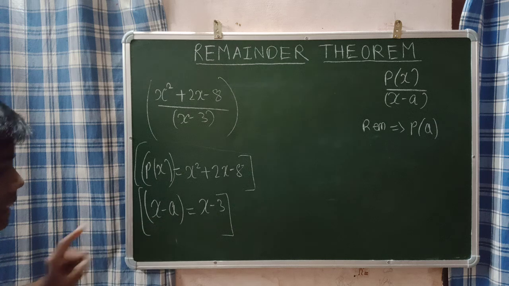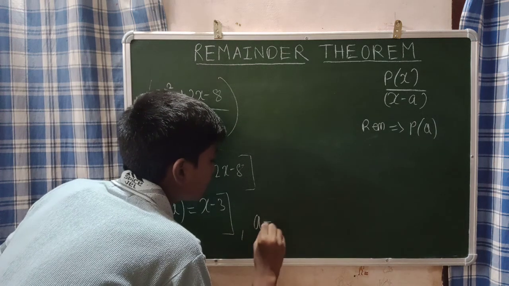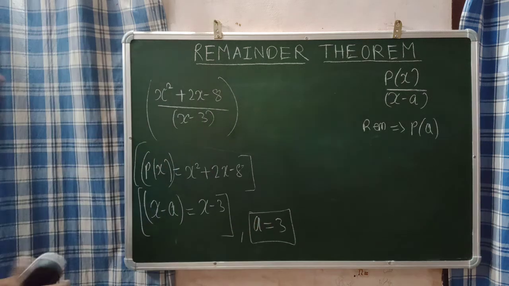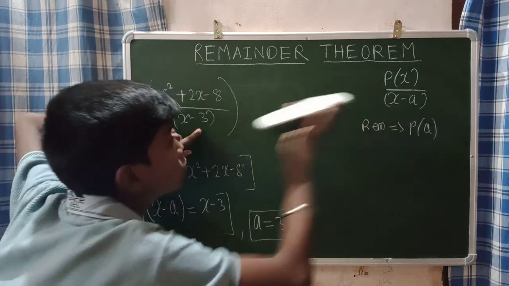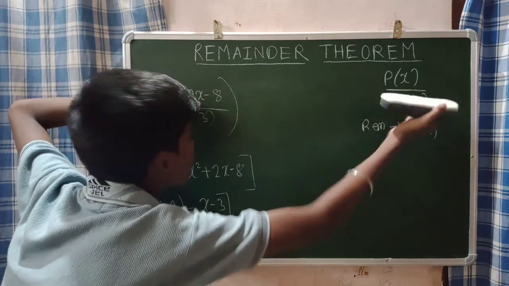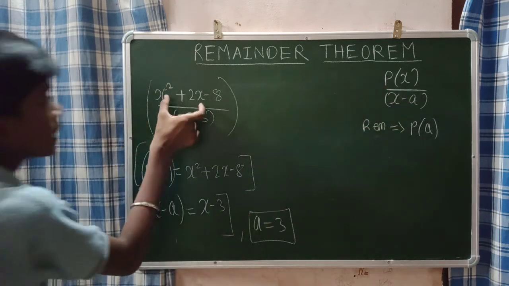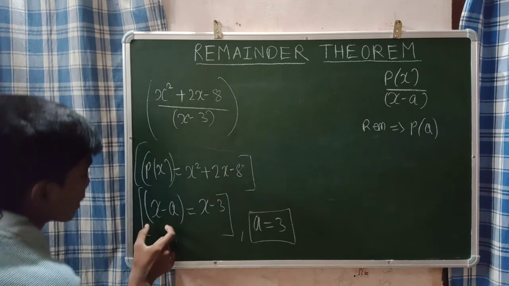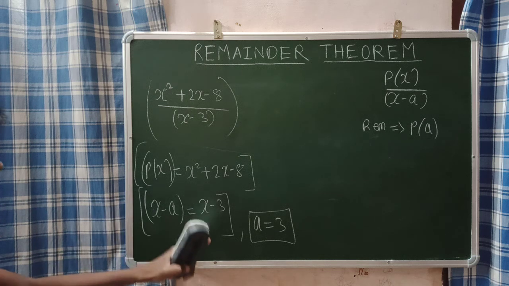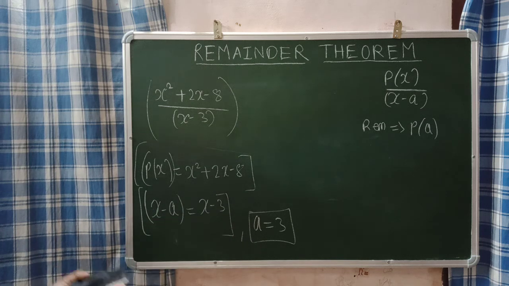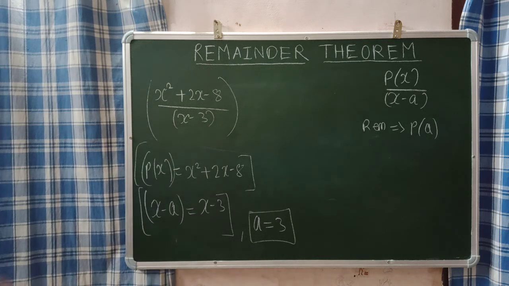We know that x minus a is equal to x minus 3. If x minus a is equal to x minus 3, then a will be 3. Such a simple concept. In the denominator we have x minus 3, and that is the binomial x minus a. Here p of x is in the numerator and x minus a is in the denominator. So a will be 3, very simple guys.